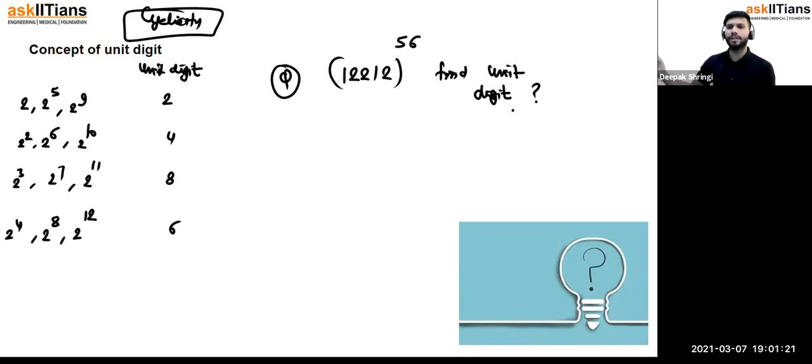Binomial theorem we will learn later on. But right now, to get the unit digit, we can use this concept, right? Okay. So now to get the unit digit, what we can say is that the last digit here is 2. That means we have to check the cyclicity of 2. But what is its power?